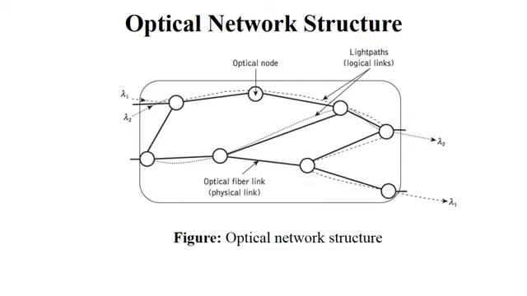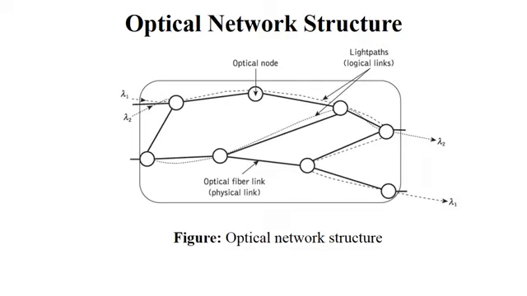This diagram shows a typical optical network structure. Here in this diagram, these circles indicate the optical nodes, and the solid lines indicate the optical fiber links. Two types of dashed lines are indicated, and these are going to indicate the light paths and the logical links. Now let us go through these individually.